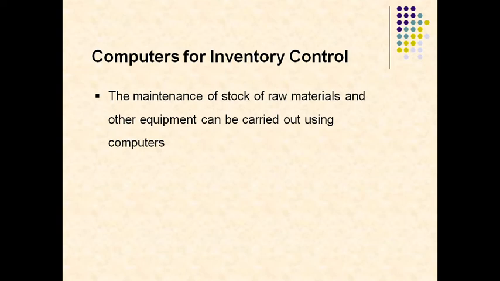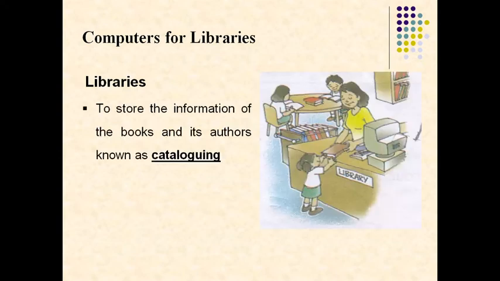So in inventory control, computers are used for maintenance of stock of raw materials and other equipment can be carried out using computers. It is the maintenance of stock of raw materials and other material. Okay, computers are used in inventory control. Next, computers for libraries.